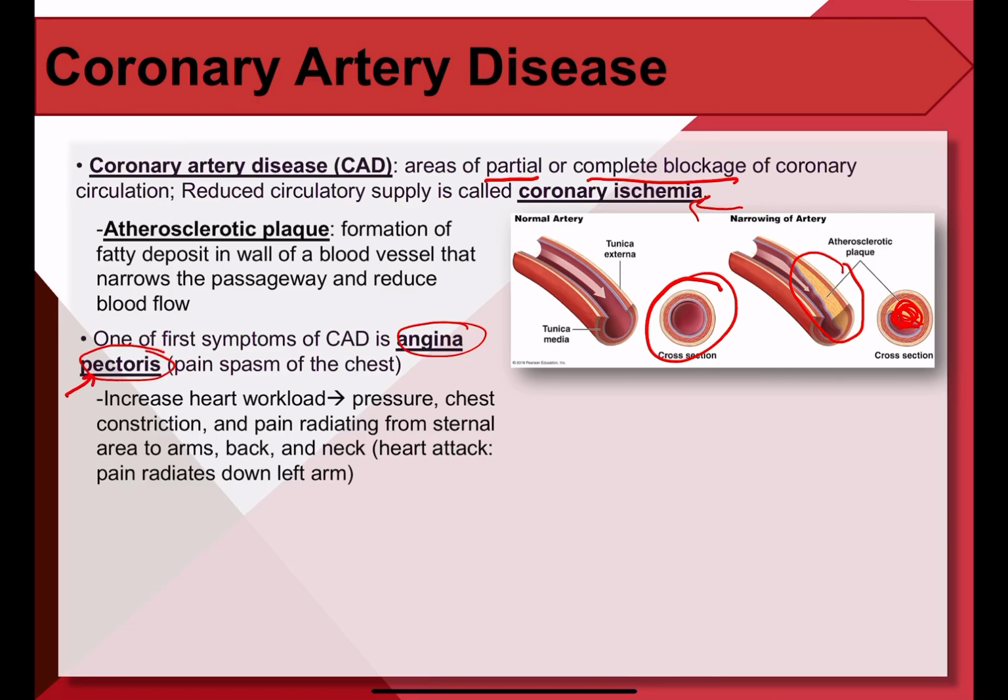Okay, remember pectoralis major that we talked about from last semester on muscles. So this has to do with something with the chest, and specifically pain spasm of the chest. That's why it's called angina pectoris. Usually when it's just the beginning signs of coronary artery disease, this only happens when you increase your heart workload, where you will experience some harder pressure against your chest, some chest constriction feeling and pain that radiates from the sternal area to your arms, back, and neck.